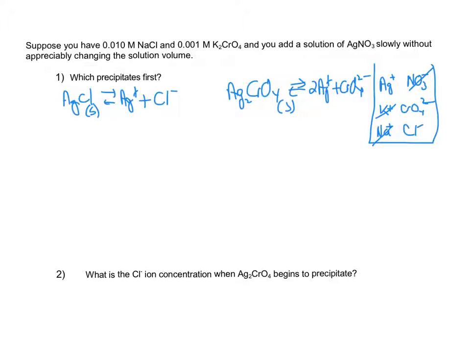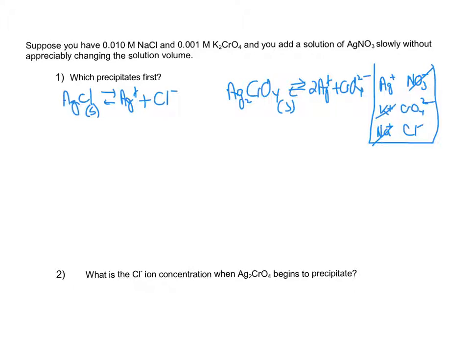But in this case, we cannot just compare Ksp's for two reasons. First, the ratios are not the same 1:1:1, but this one is 1:2:1, so that wouldn't be okay. Moreover, my Cl- concentration is not the same as my chromate concentration, and so that would not work either. So for both of those two reasons, you cannot just compare Ksp's. So what do you have to do?